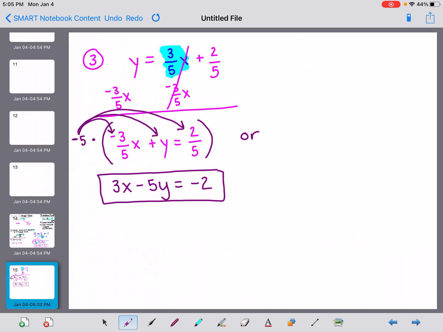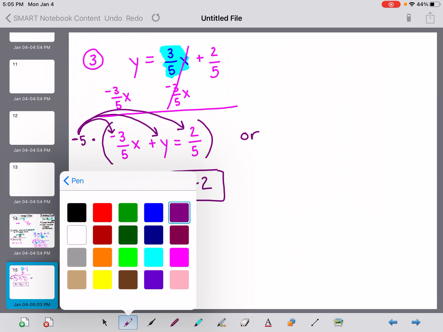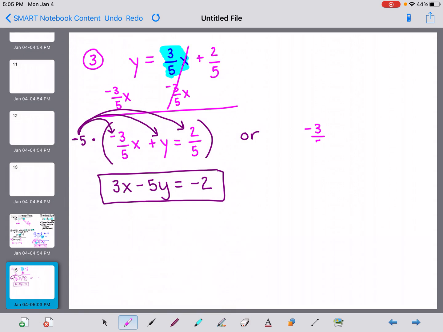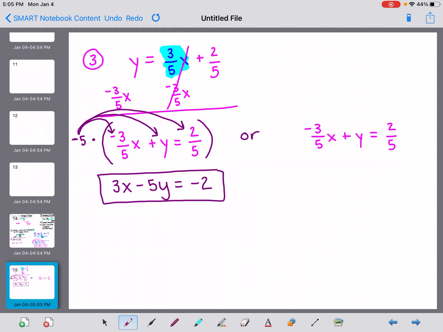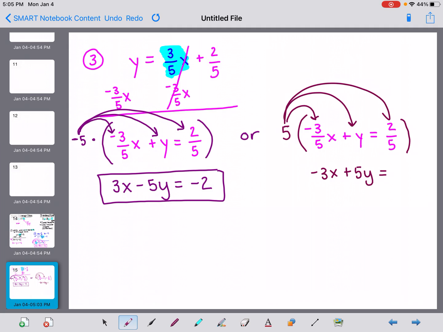Let me show you another option of how to do this in 2 steps. If you want to do this in 2 steps, you can get rid of the negative sign and the fraction separately. Some people just find this less overwhelming. So let's say I want to get rid of the fraction first. If I want to just get rid of the fraction, I would multiply by 5. This will become negative 3x plus 5y equals 2. Now I still have that negative on my a term that I need to get rid of.